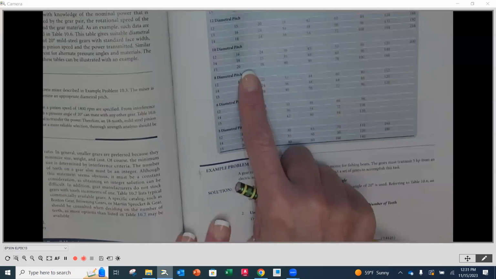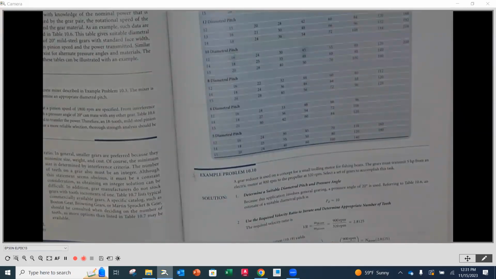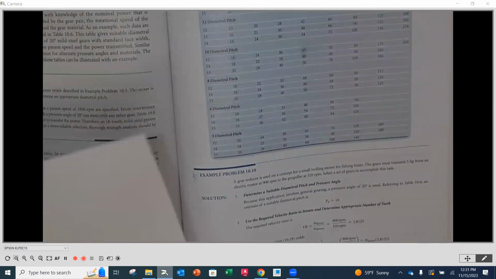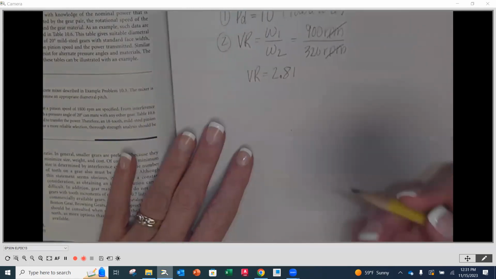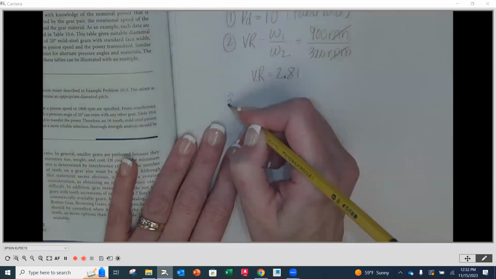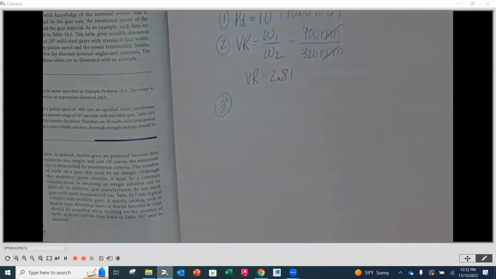But the caveat is, if we're going to be using a diametral pitch of 10, we're going up here, and the only ones that I can pick from are the ones that are actually here, okay? So we want to find what is a set of gears that is going to obtain for us the 2.81 or very close to it, okay? So what we can do is set this up so that we can solve for the number of teeth on our gear.